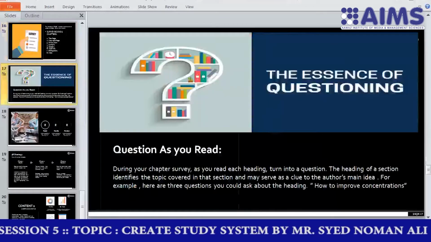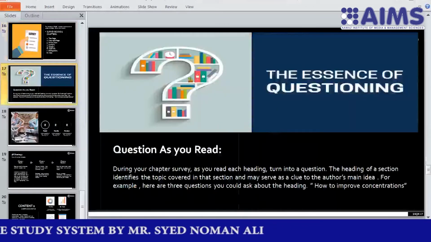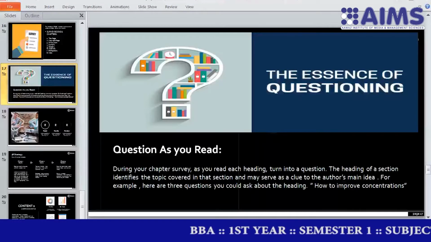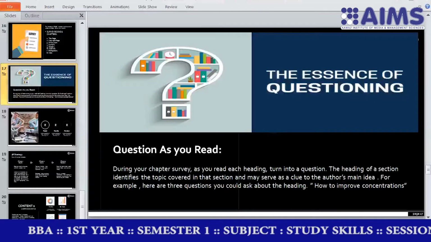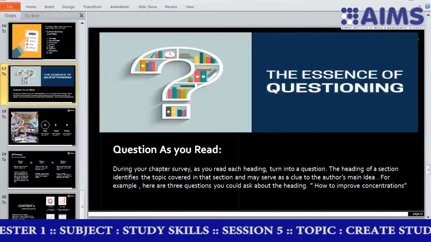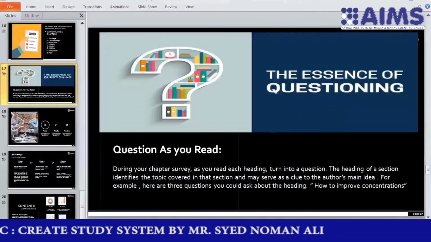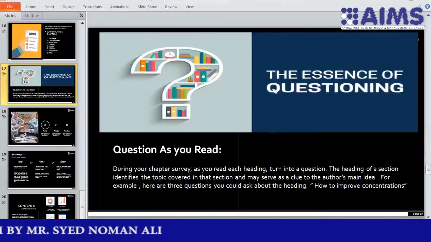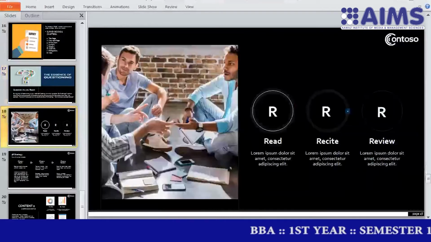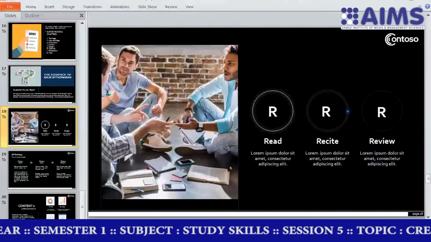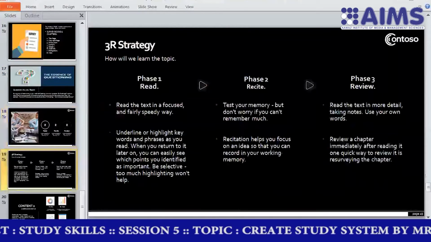The basic essence of questioning is what? The basic essence of question is that whenever you are reading, you must keep in mind the exam question, and also understand the main idea of the author, and try to improve your concentration. When you read, you will not deviate from the main idea. And whenever we follow the 3R, read, recite, and review, you will be so much attentive.